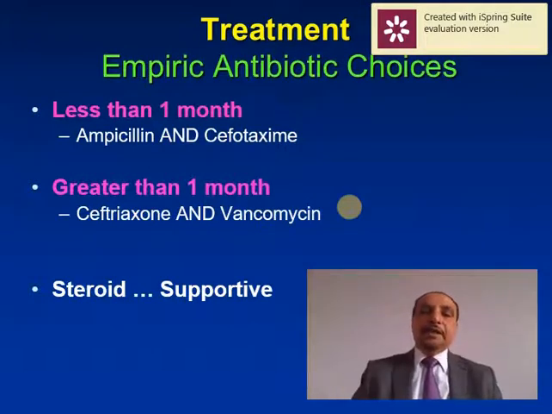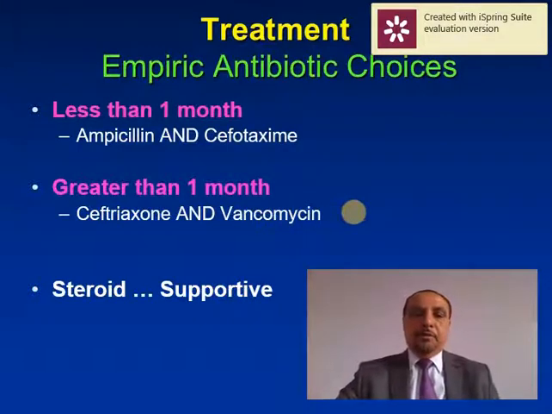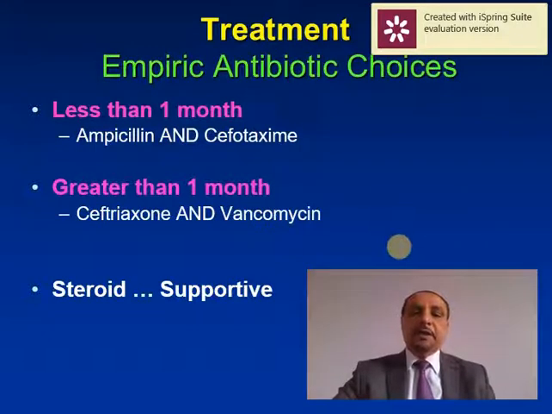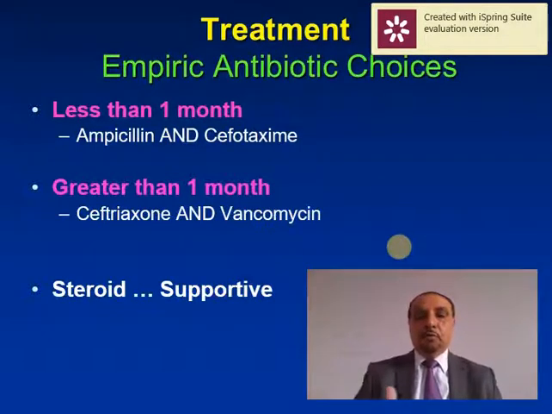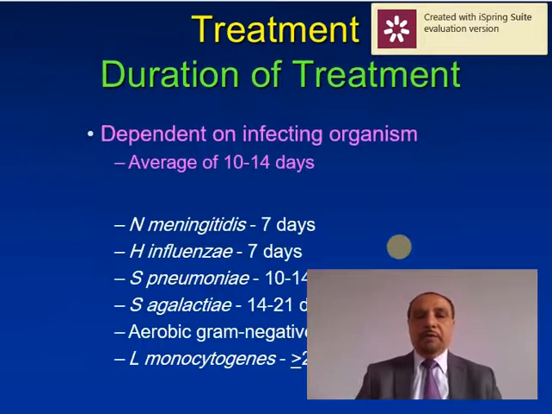What is the treatment of meningitis? Once you do the lumbar puncture, and before waiting for the result, you start empiric antibiotic immediately. This empiric antibiotic will be according to the age group. In the neonatal age group, below 1 month or below 28 days, you start ampicillin and cefotaxime. If more than 1 month, better you start ceftriaxone and vancomycin. Steroid is given as supportive treatment, and we will discuss why we are giving steroid.